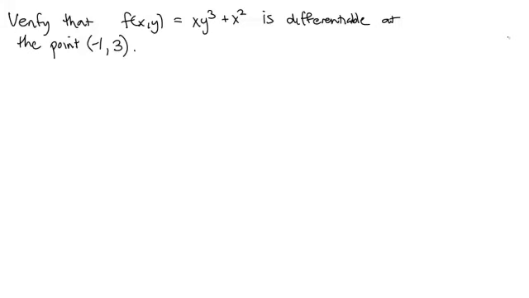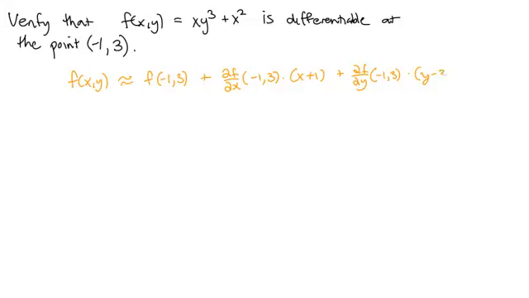Verify that the function f of x, y equals x times y cubed plus x squared is differentiable at the point minus 1, 3. So our definition of differentiability is the statement that f of x, y is well approximated by its linearization, by its tangent plane at the point minus 1, 3. Now its tangent plane formula takes the form of f at the point, plus the derivative of f in the x direction at the point times x minus x naught, plus the derivative of f in the y direction at the point minus 1, 3, times y minus y naught.